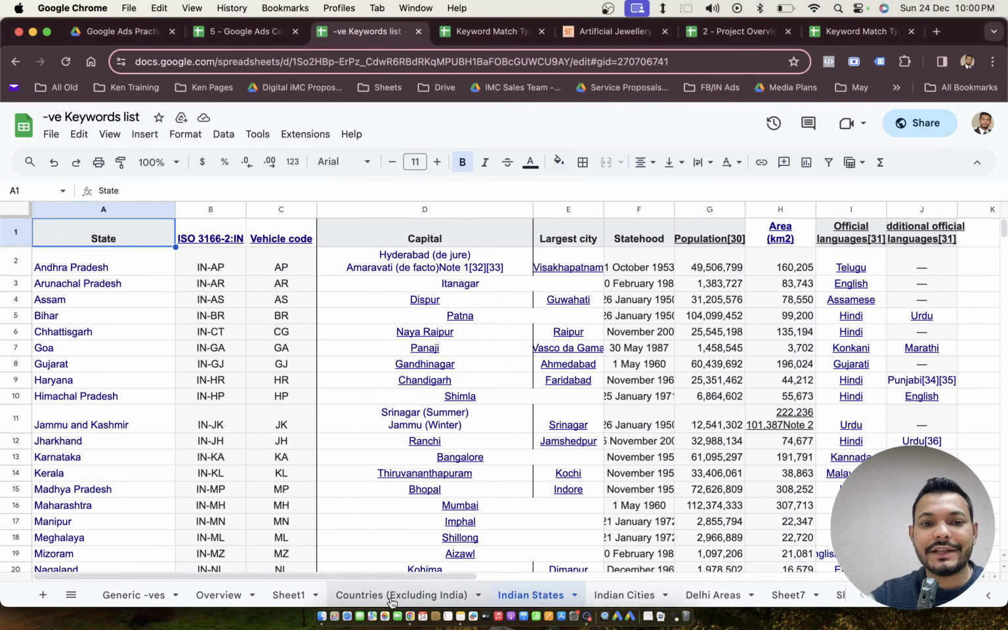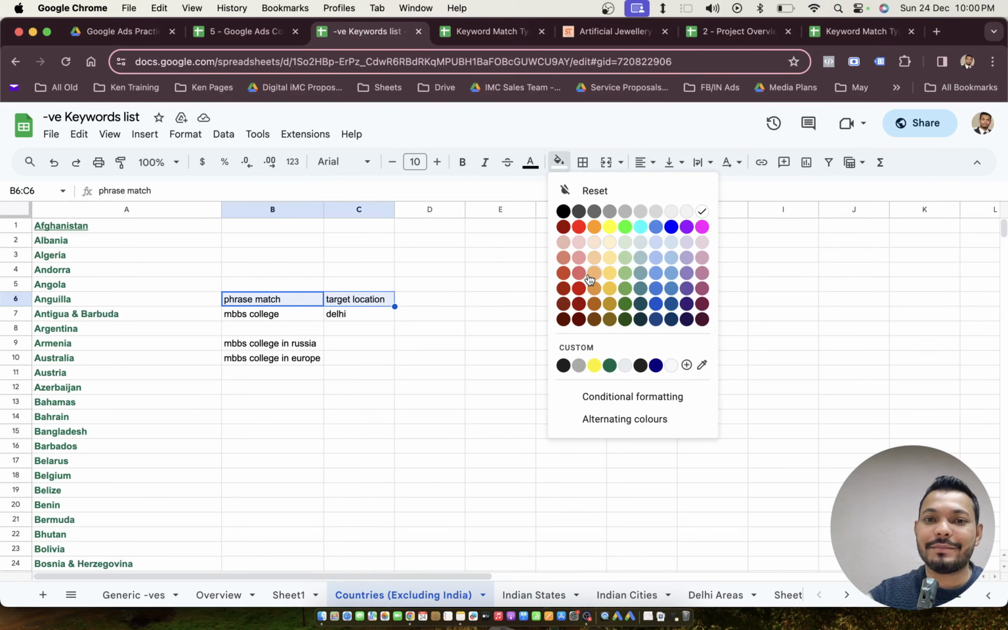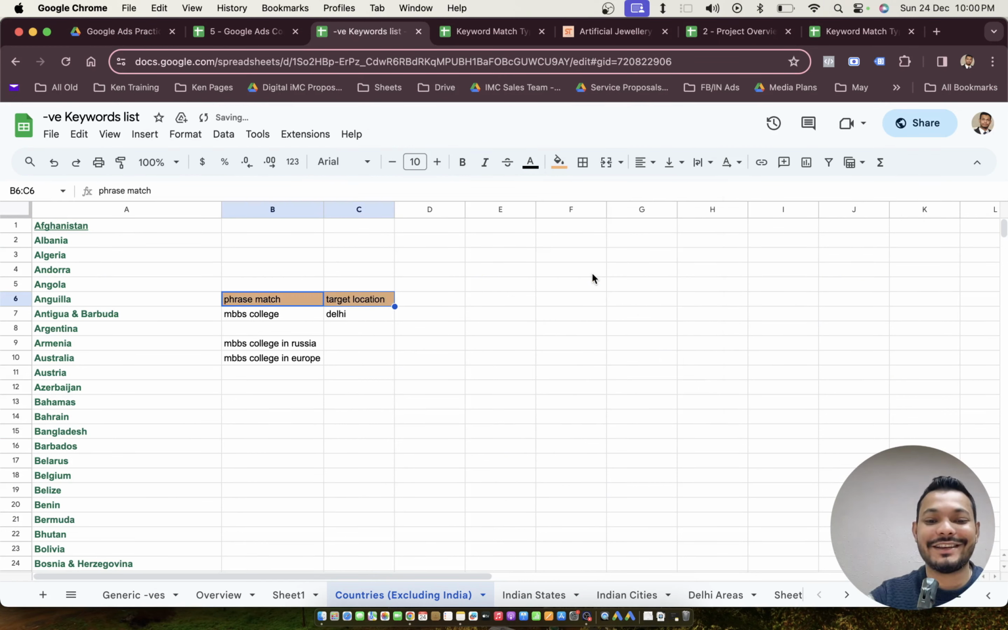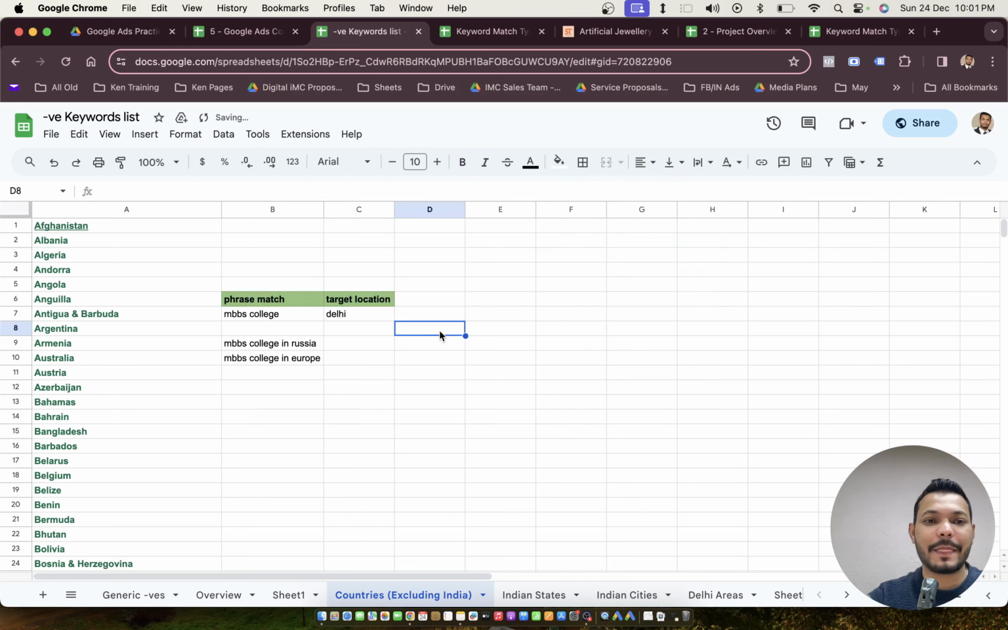Also, now let's take the country example. Now, at this time, instead of coaching, you are running a campaign, running a project for a college in Delhi or a college in Mumbai, anywhere in India. So your main keyword is going to be MBBS college and your target location is going to be Delhi. Now, how about people who are searching for MBBS college in Russia, MBBS college in Europe, MBBS college in USA, in Bangladesh, in Australia, in America, anywhere in the world, right?